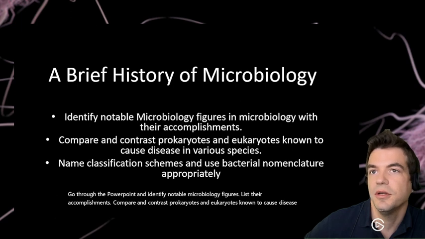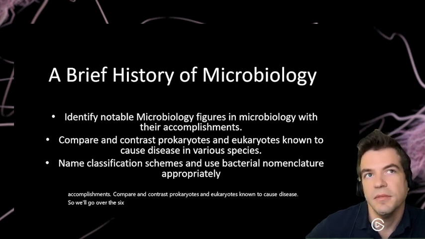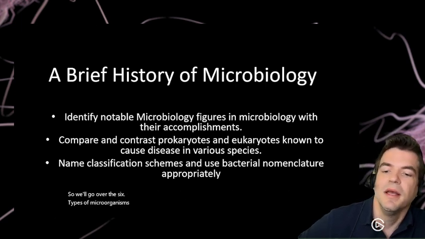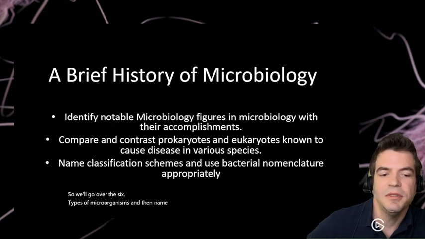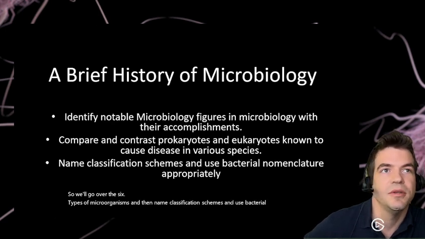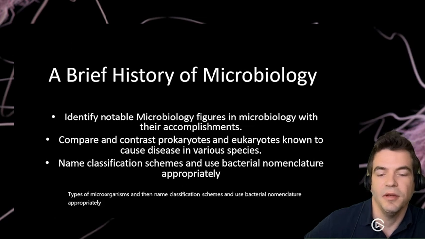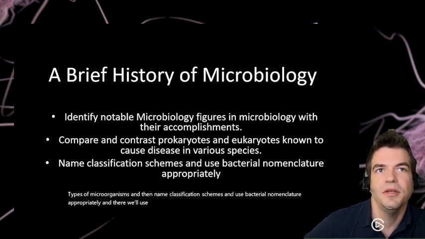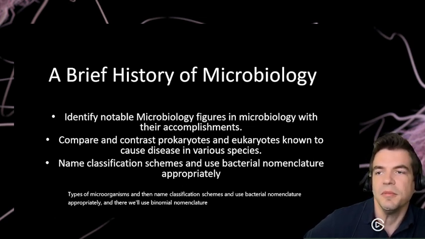So we'll go over the six types of microorganisms. And then name classification schemes and use bacterial nomenclature appropriately. And there we'll use binomial nomenclature, a system of two names.